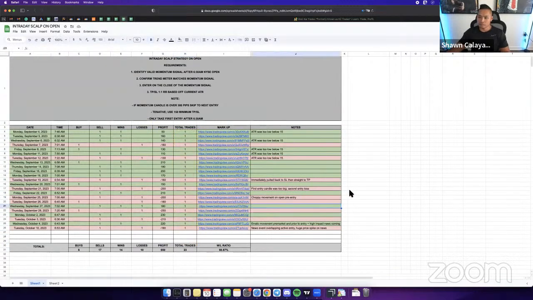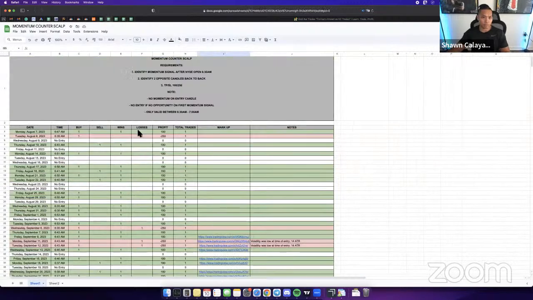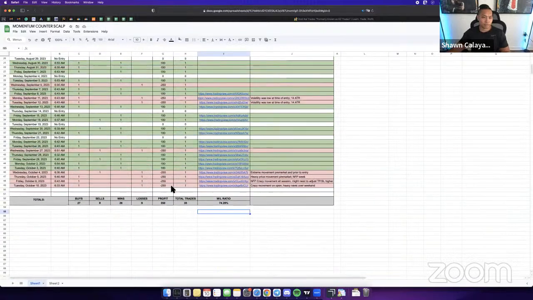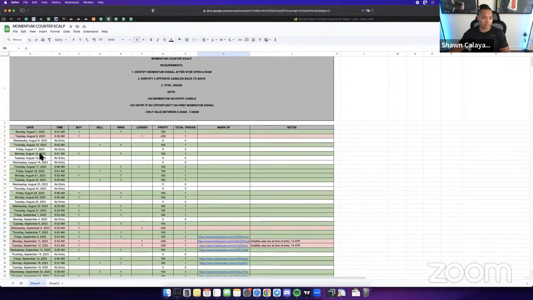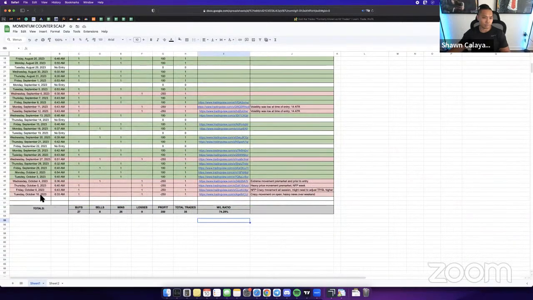So I just updated pretty much all the spreadsheets here. Looking at the strategies that we've been testing, looking at the momentum counter scalp, we've been testing this since August 7th up until October 10th, so a full 2 months now. The total stats for this specific strategy are 26 wins, 9 losses, total profit of 350 pips, total trades of 35 trades with a win-loss ratio of 74.29%.